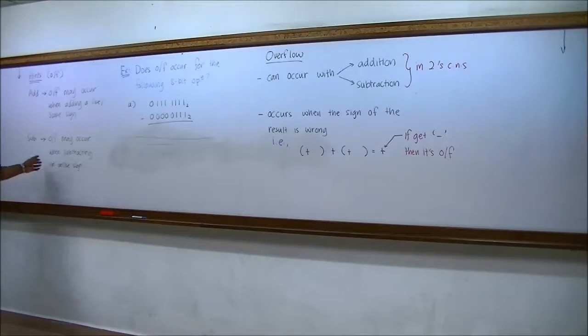Likewise, when you perform subtraction, overflow may occur when subtracting unlike sign. That means negative minus positive or positive minus negative may get overflow. But if you are subtracting same sign, that means positive minus positive or negative minus negative, it is impossible to get overflow. So you can use this as a reference. When I say reference, it's not to bring into the examination. It's for you to actually learn. Okay? Now let's see an example.